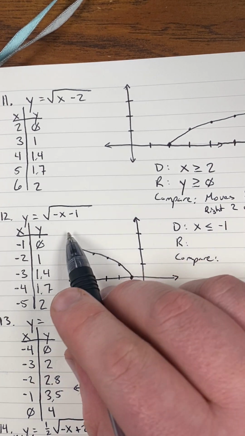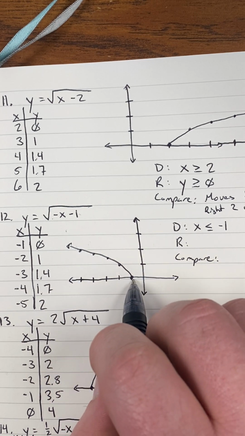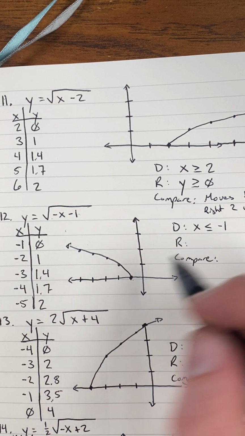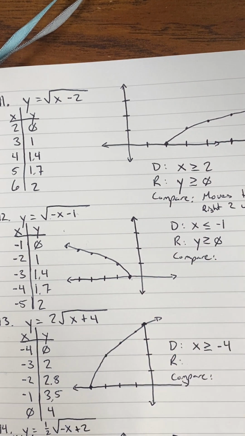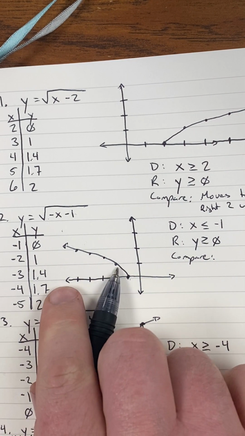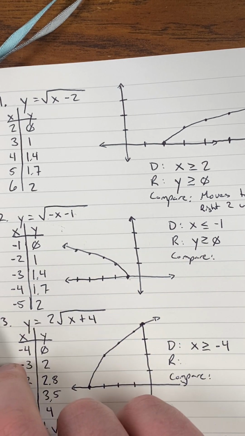So let's go ahead and look at this one. Now we've got two things happening here. First off, let's talk about the y values. The y values, once again, are starting at 0, and they're going up from there. So nothing changed about the y values. But something strange happened with the x values.